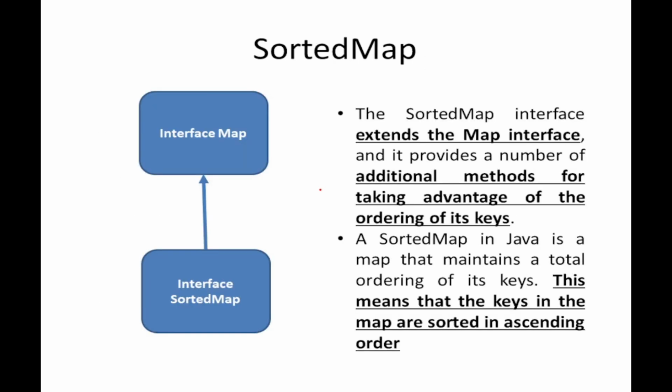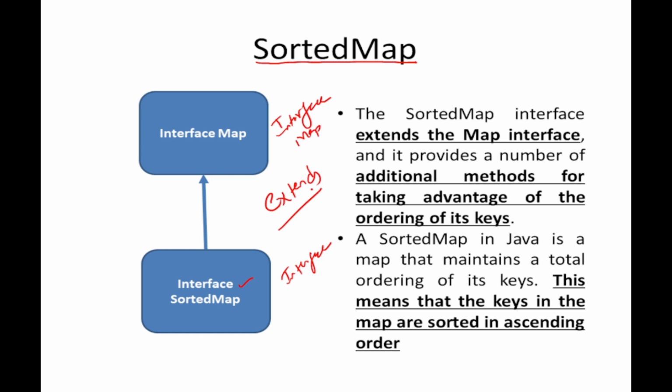So map is an interface. Now we'll talk about sorted map. What is a sorted map? Sorted map is nothing but another interface. It's an interface map, and sorted map is another interface. And the relationship between sorted map and map is extends.